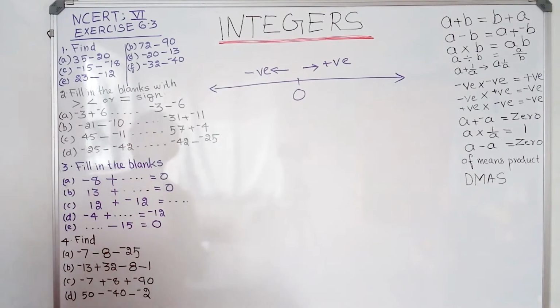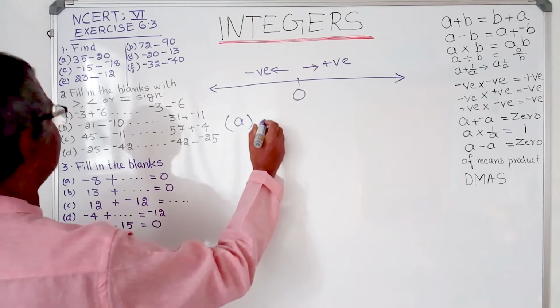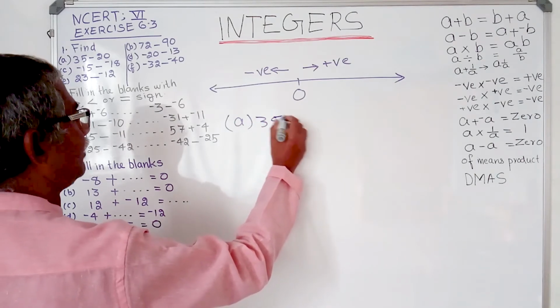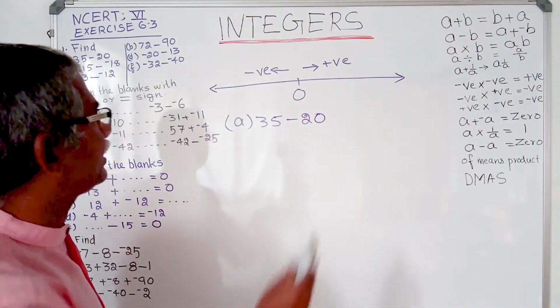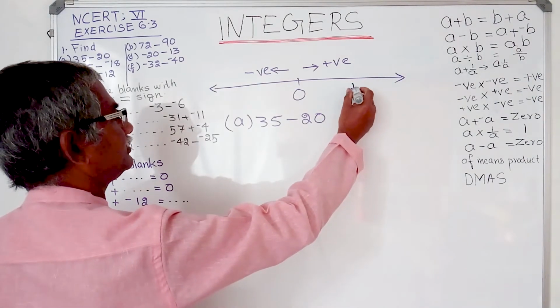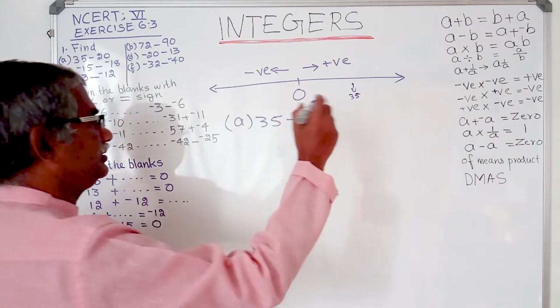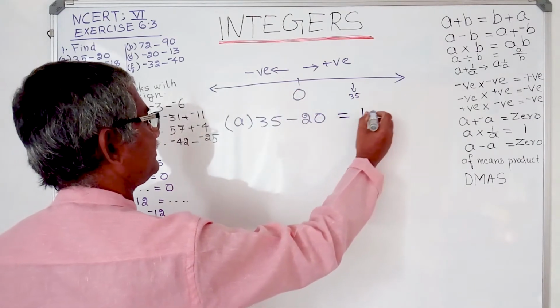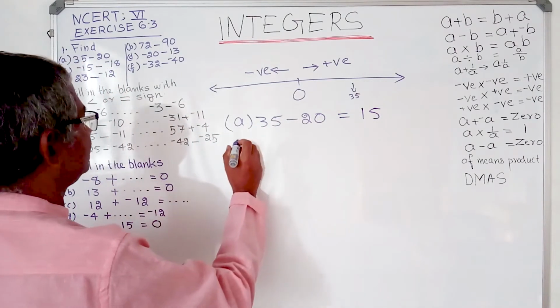Consider exercise 6.3, number 1. Find A: 35 minus 20. When subtracting a number, we are going backward. Maybe here is 35, then 20 is subtracted, going 20 numbers back. Already you are getting 15. 20 plus 15 is equal to 35.